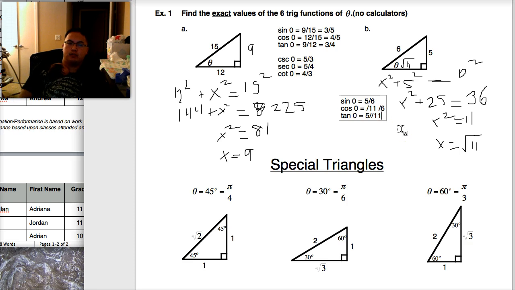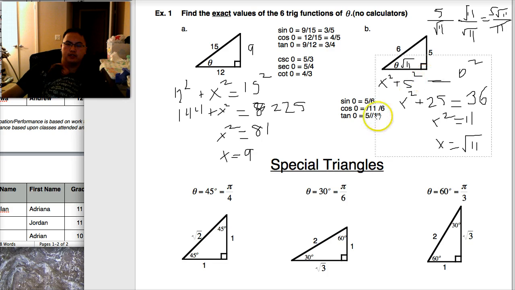Now that we're practicing enough, I want you to start simplifying. You're not allowed to have a square root of 11 on the bottom. If you forgot how to do that, we did it at the beginning of the year, I'll remind you. 5 over the square root of 11. To get this radical out of the bottom, I'm going to multiply top and bottom by square root of 11. So this simplified is 5 square root of 11 over 11.